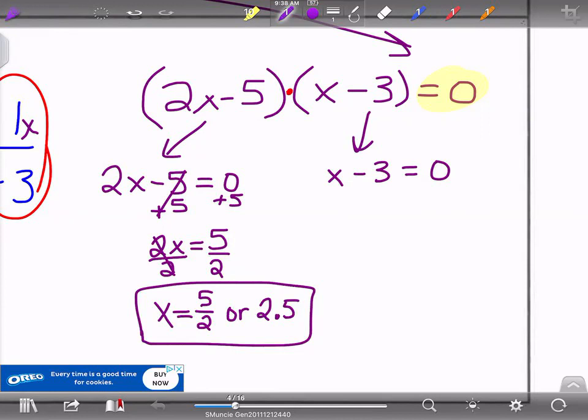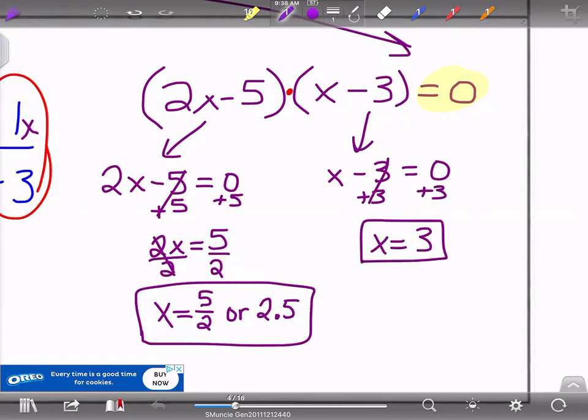And then don't forget, we need to take that second set of parentheses, set it equal to 0, and solve for x. So this one's a little bit easier. It's just x minus 3 equals 0. Add 3 to both sides. It's just going to give you x equals 3.